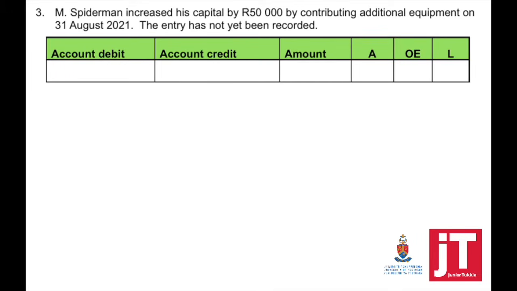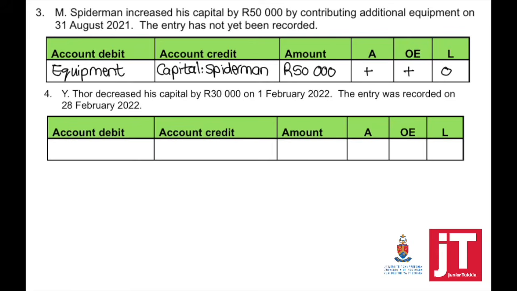Adjustment number 3. M Spider-Man increased its capital by 50,000 by contributing additional equipment on 31 August. The entry has not yet been recorded. Again, important for when we're doing the general ledger. For the accounting equation, account debited: equipment, account credited: capital, Spider-Man. Each partner has its own account. Amount 50,000, assets plus, owner's equity plus, liabilities 0.